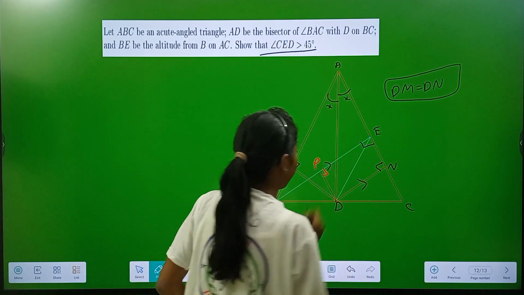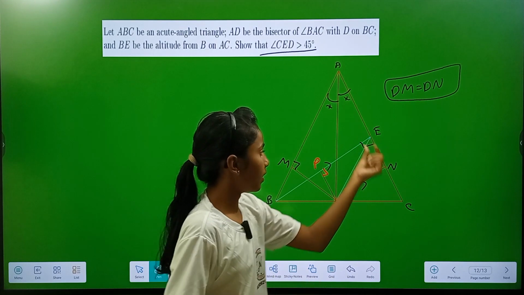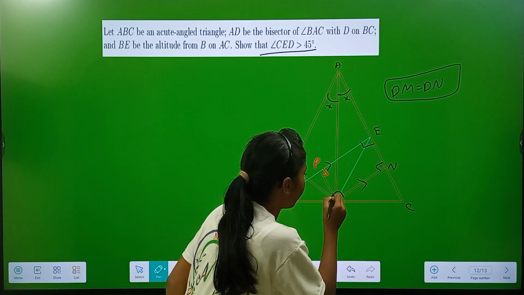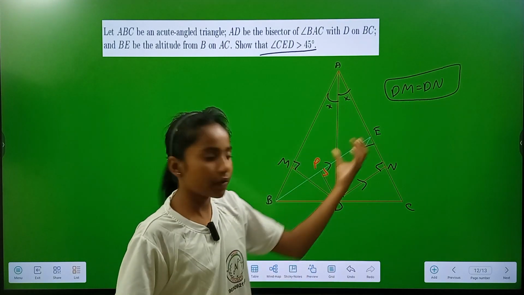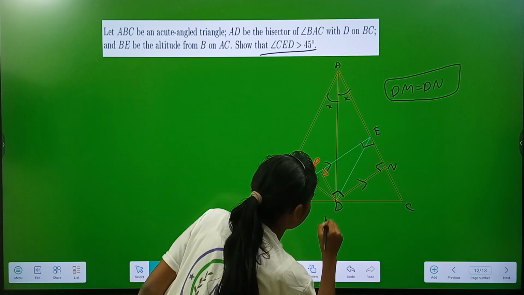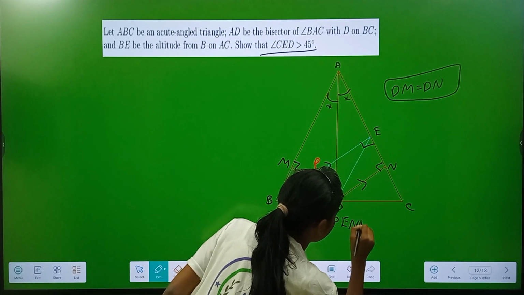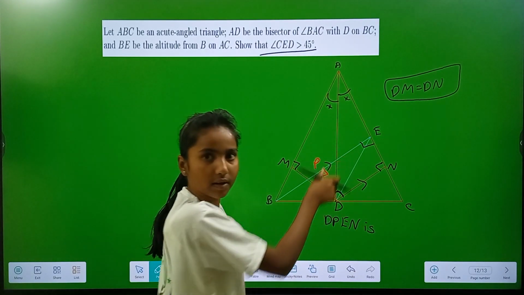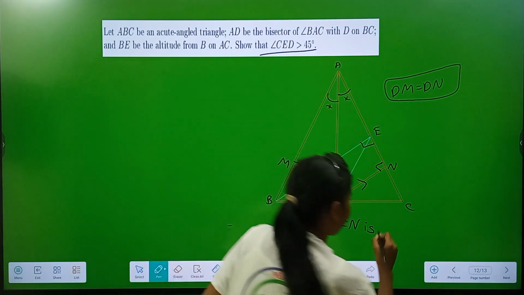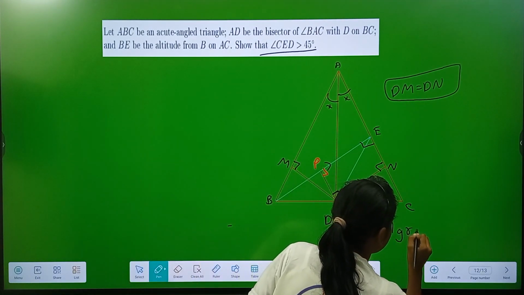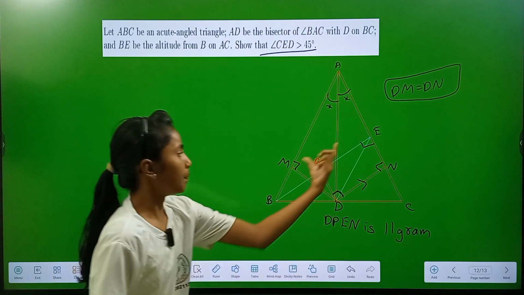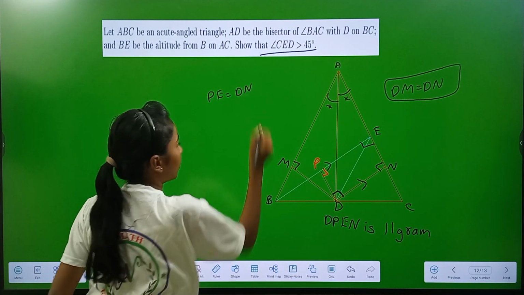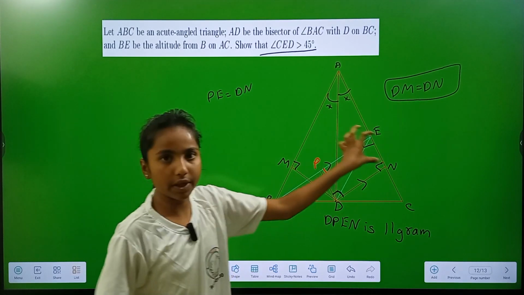And let this point be some P. We have 90, 90, 90, and this angle will also be equal to 90. All of these angles are equal, so we can say DPEN has all angles equal to 90, and we also have these both parallel. So we can say this is a parallelogram. And if this is a parallelogram, we can say that PE equal to DN, and we can also say PD equal to EN.